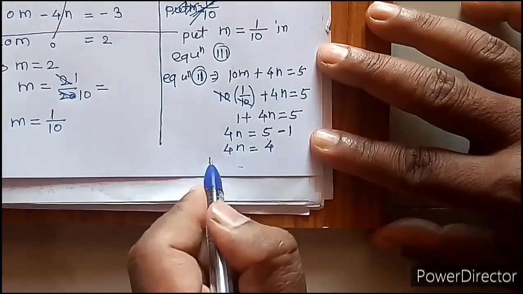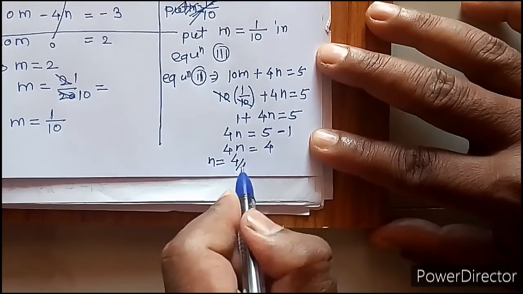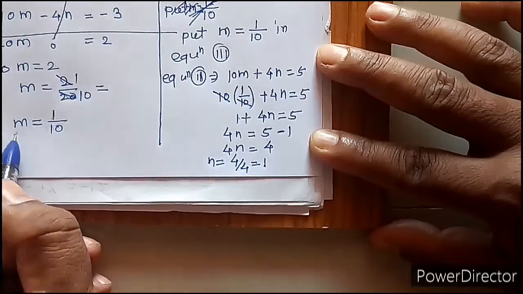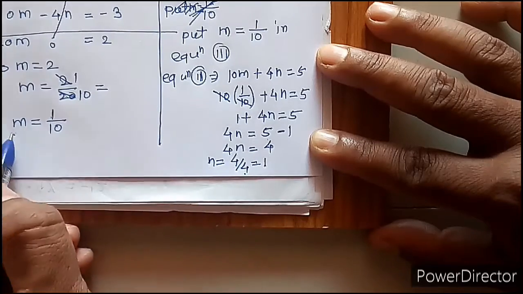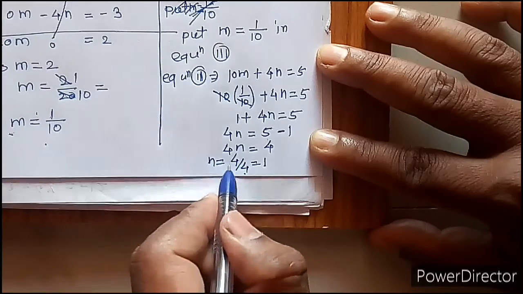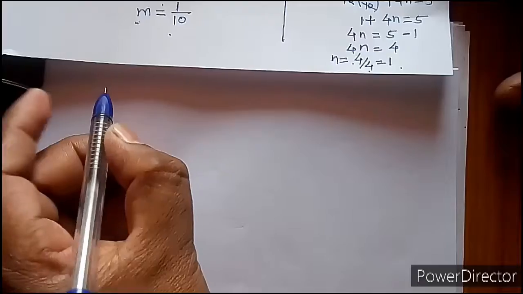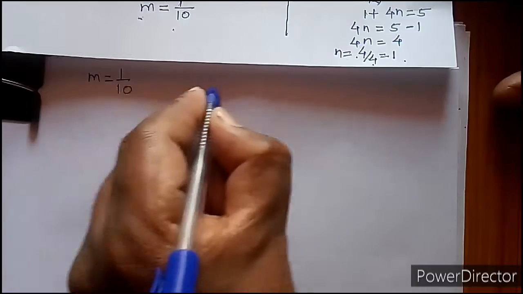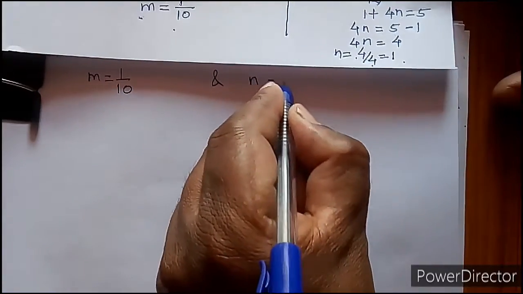Therefore n will be equal to 4 divided by 4, which equals 1. We get the values of m and n. Here the value of m is 1/10 and the value of n is 1. We get two values, that is m equals 1/10 and n equals 1.